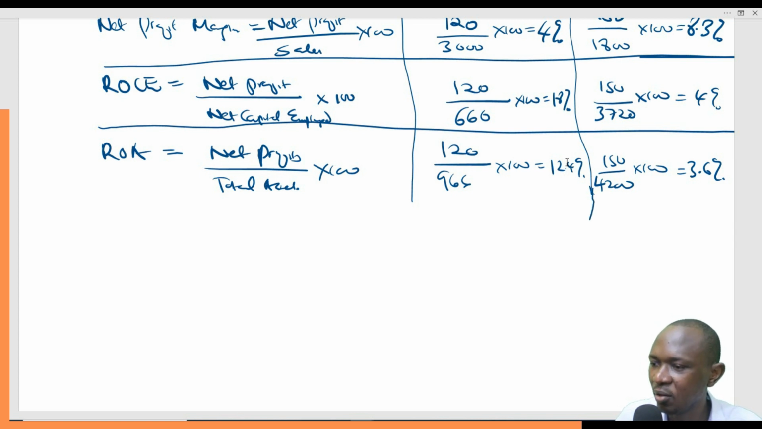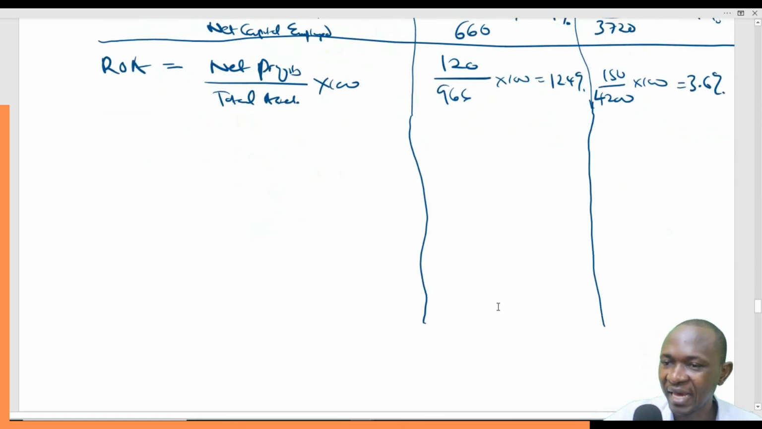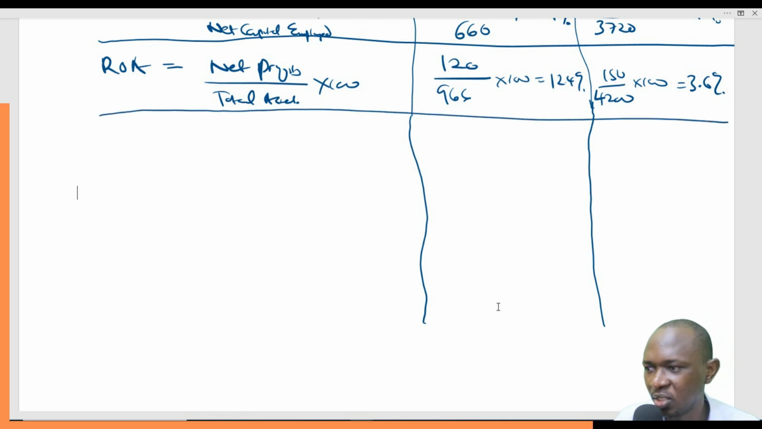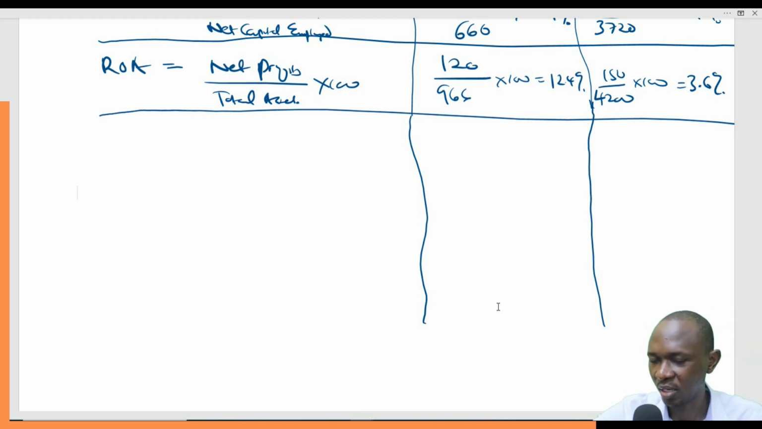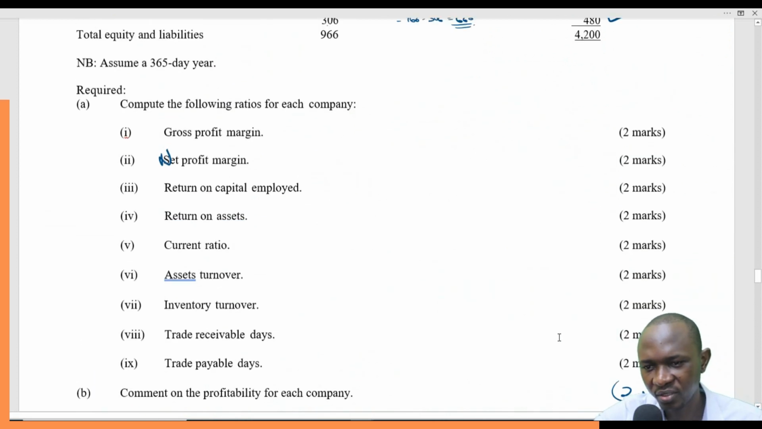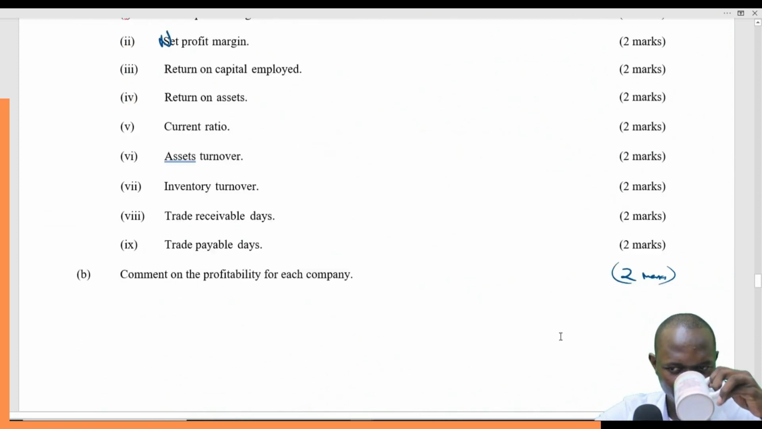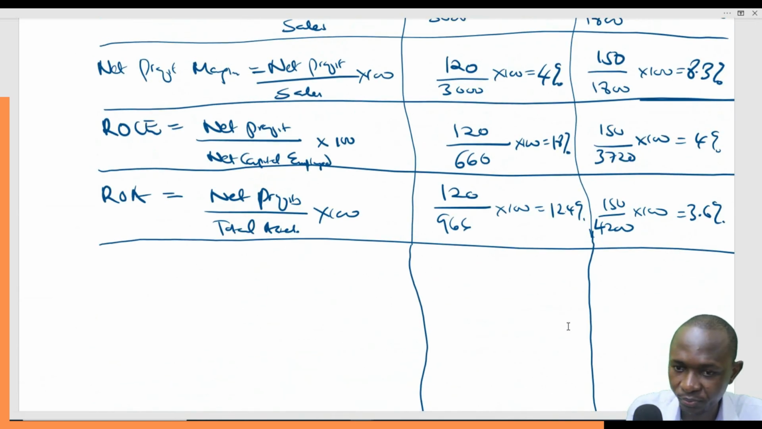So total assets, how do we get total assets? Total assets is non-current assets plus current assets. So just go to the balance sheet, get the non-current assets plus current assets. That makes your total assets. And then of course net profit you get from the income statement. Let's go to number 5. Number 5 is current ratio.